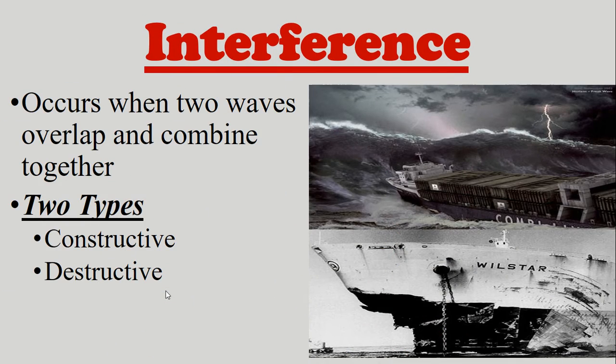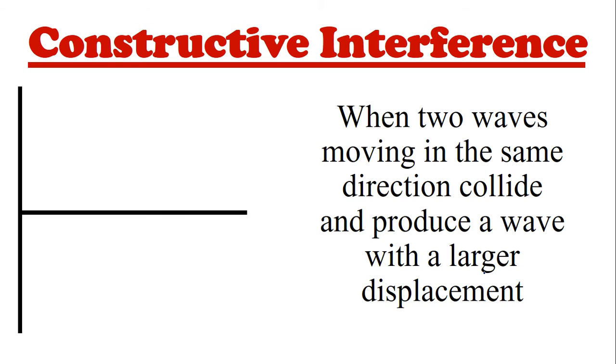Next thing is called interference. It occurs when two waves overlap and combine together. And you can have destructive interference or constructive interference. Now, this picture down here is a ship that was hit by a wave that was created by constructive interference. The sailors have a story of something called rogue waves that get really big and very destructive. So let's talk about constructive interference and destructive interference.